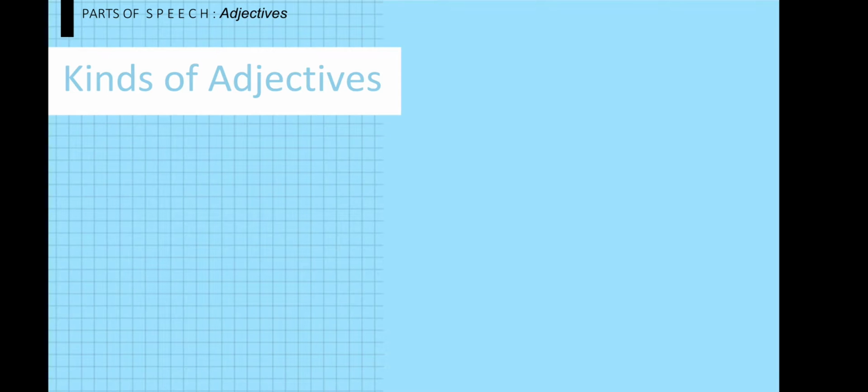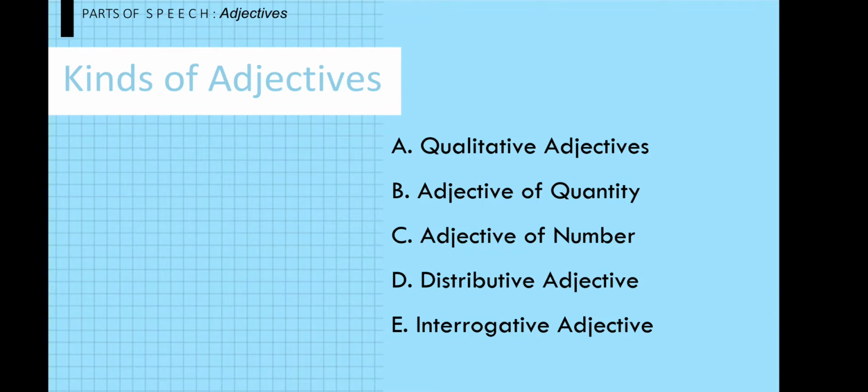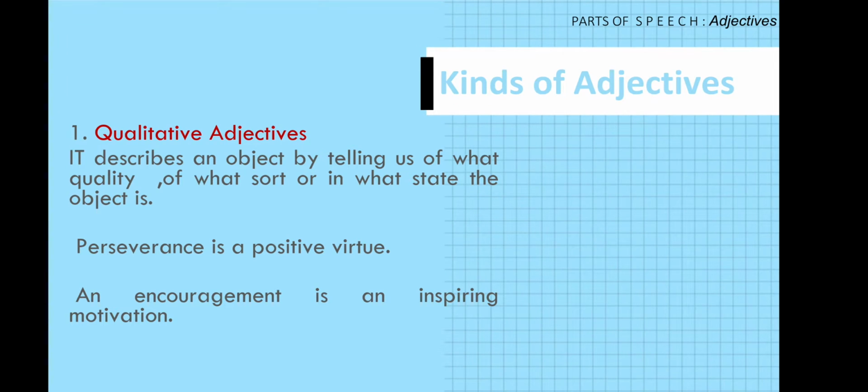So let me proceed with the kinds of adjectives. Very easy. So we have your qualitative adjectives, your adjective of quantity, but for it to be easy, we combine the adjective of quantity and adjective of number. Okay, they are just somewhat alike. It's just that number is more countable than quantity. Next, we have your distributive adjective. And lastly, your interrogative adjective. Okay, let's proceed with the slide.